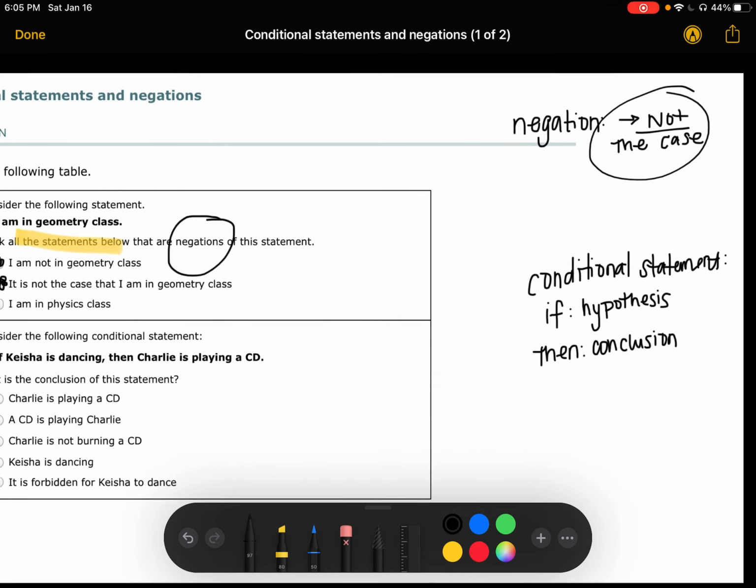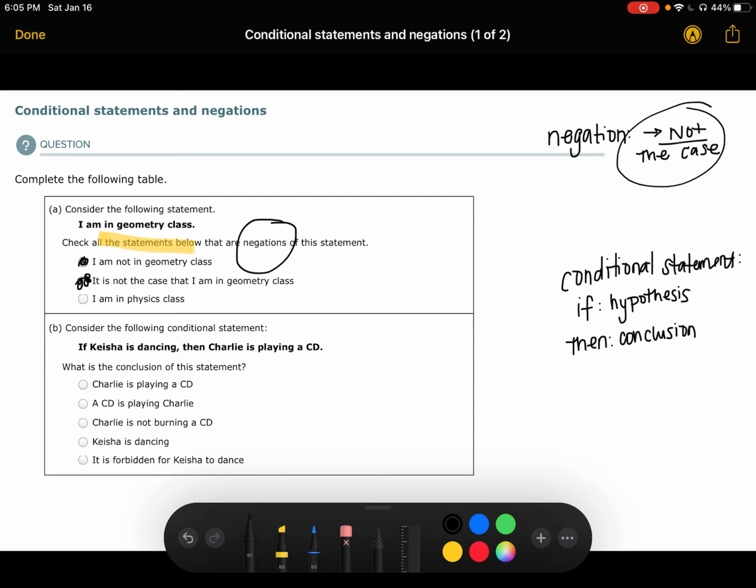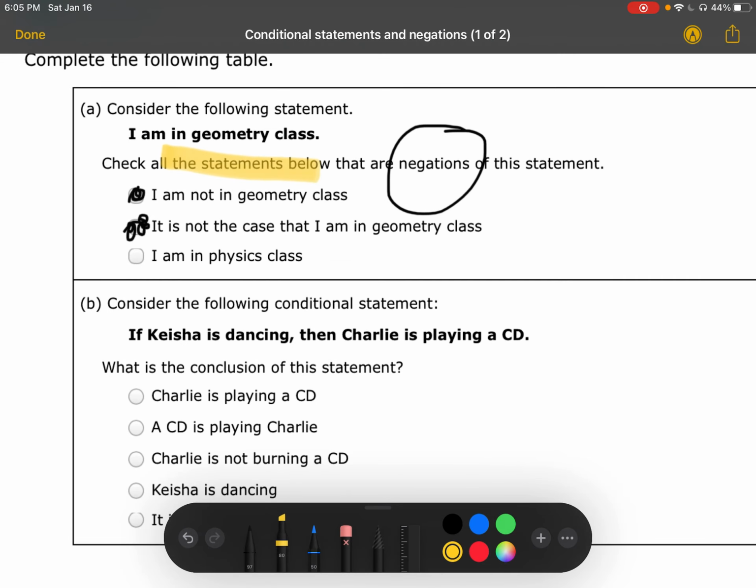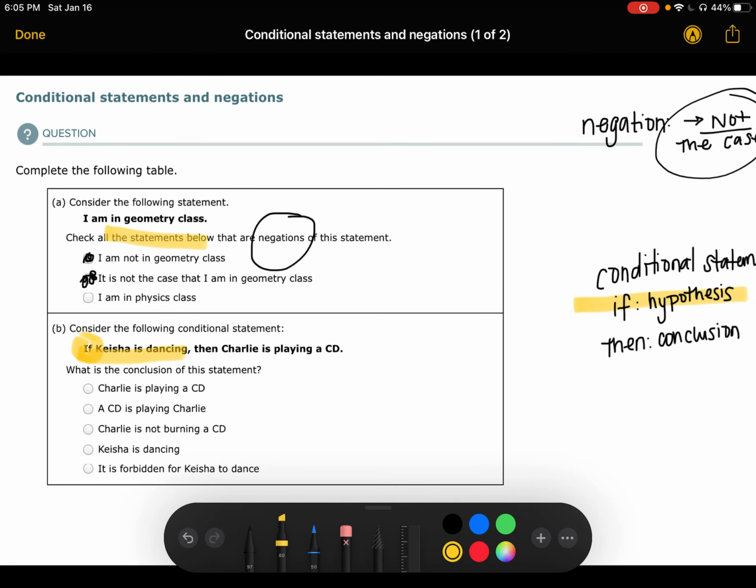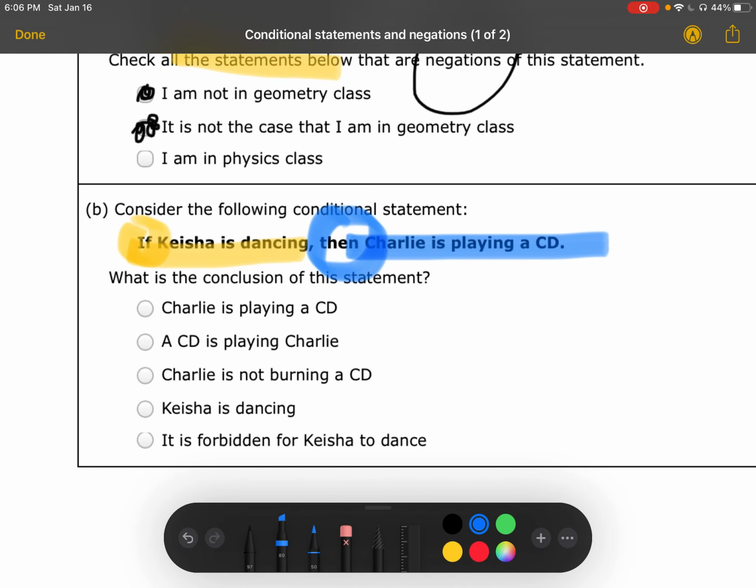Don't worry. Conditional statements are an if-then, meaning if I do something, this will happen. So if Keisha is dancing, then the condition, Charlie is playing a CD. The basics to know about this is that the if part is the hypothesis. If Keisha is dancing, then something else. That then is called the conclusion. So then Charlie is playing a CD. So what is the conclusion of the statement? You would simply say, I know that then is the conclusion: Charlie is playing a CD.